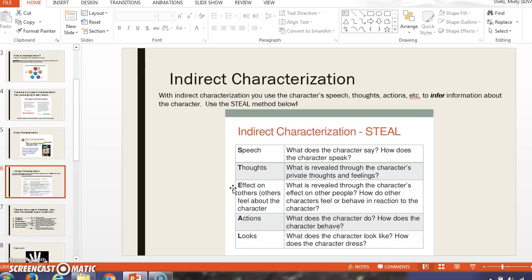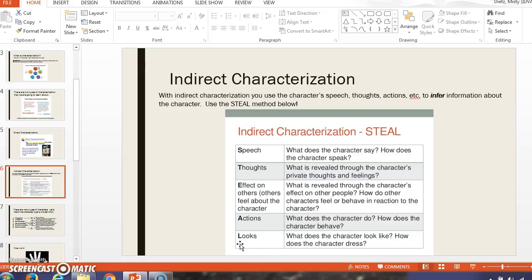How do other characters feel or behave in reaction to the character? Then take a close look at actions. So what does the character do? How does the character behave? And then lastly, take a look at their looks. What does the character look like? How does the character dress?